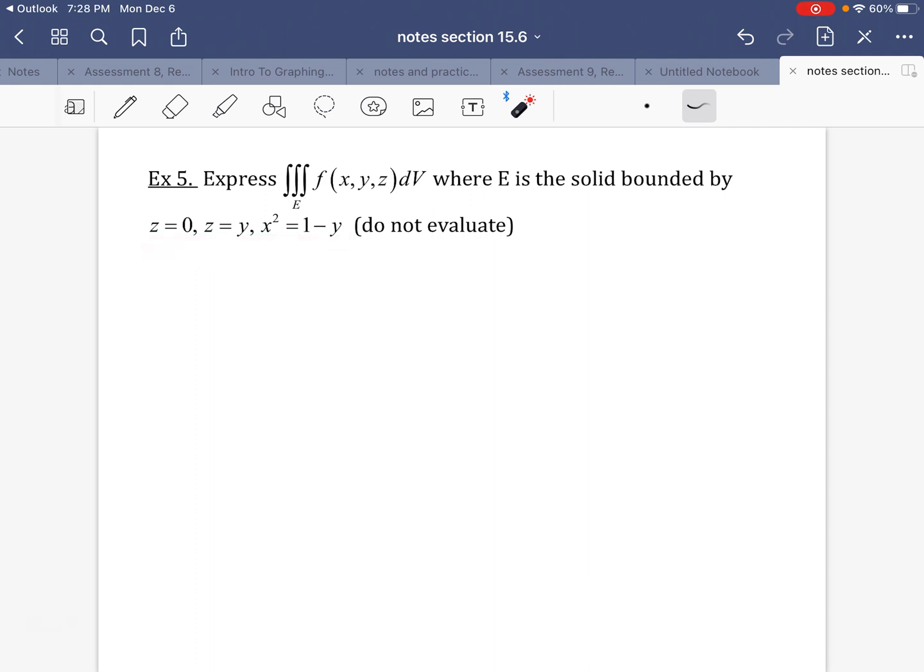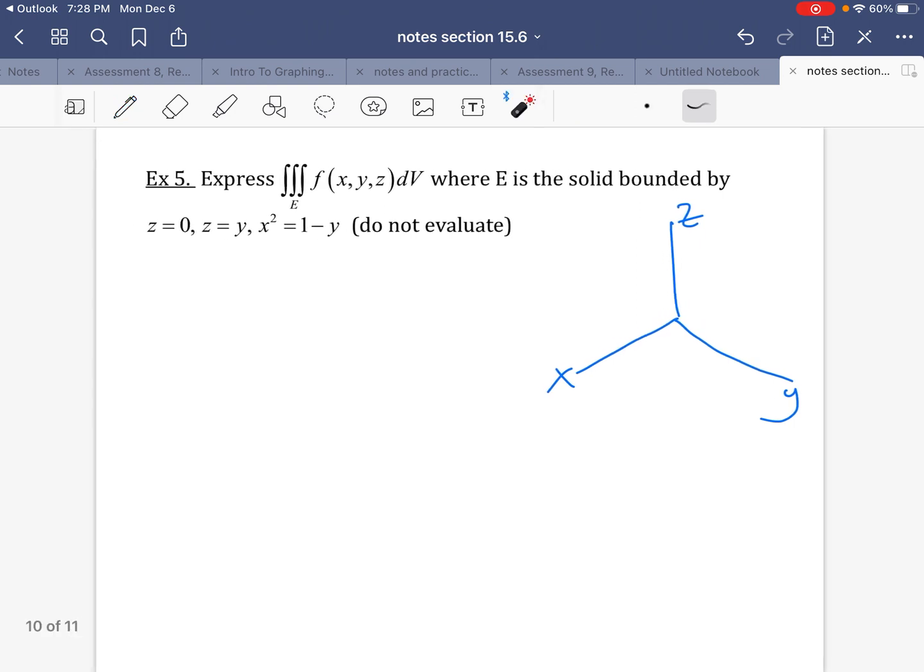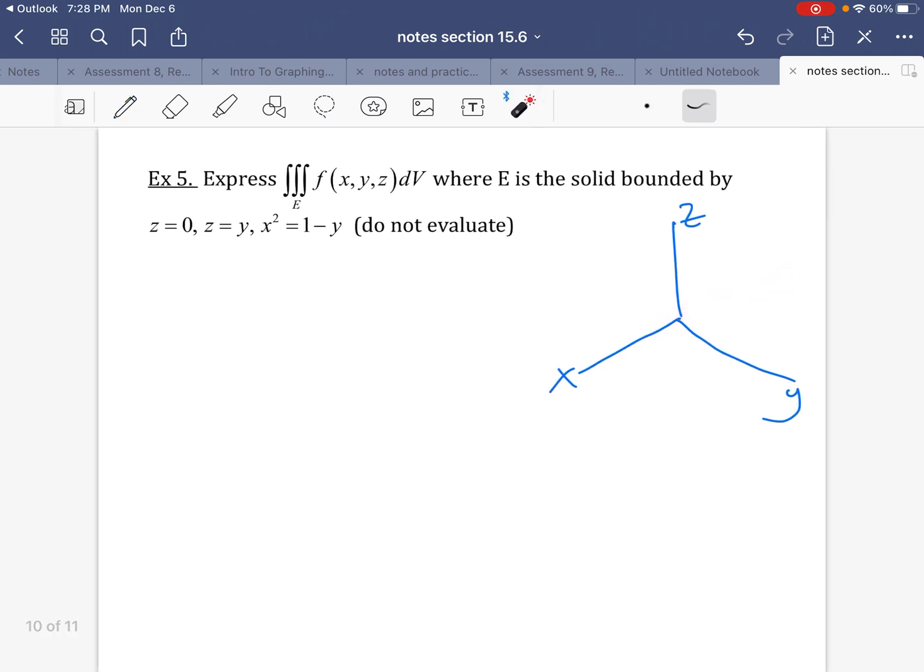All right, so a solid bounded by these things right here. z equals 0, so that means we're going to be held up to the top of something. z equals y. So again, that's that weird 45-degree angle plane. This guy, x squared equals 1 minus y, so that is y equals 1 minus x squared. That is going to be a parabolic cylinder coming down. It's going to cross here and here.